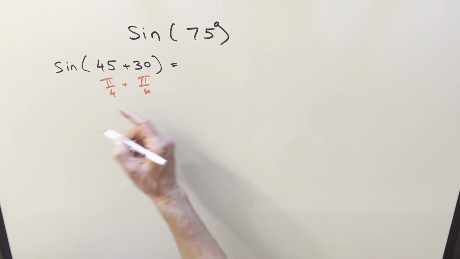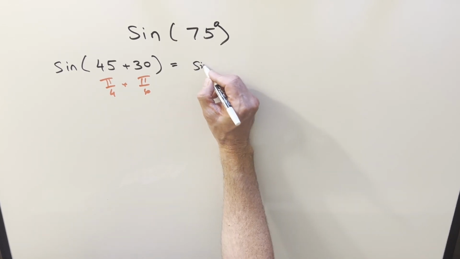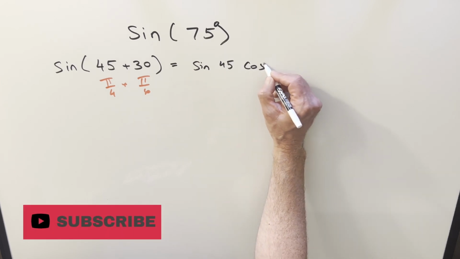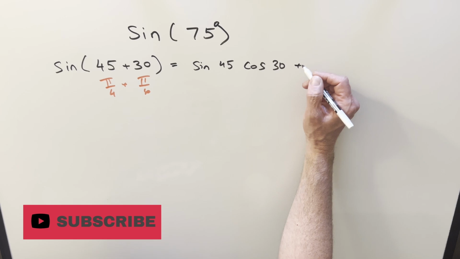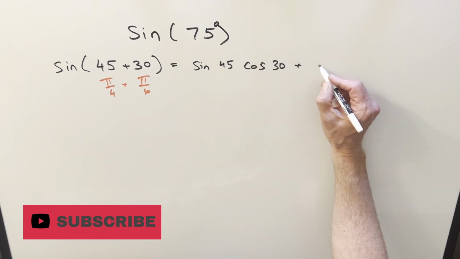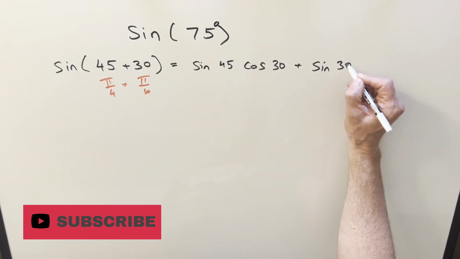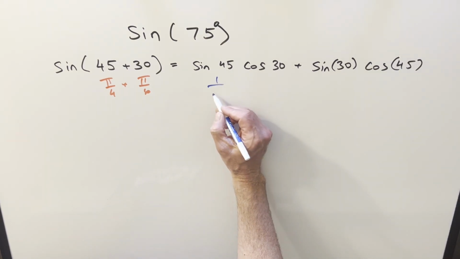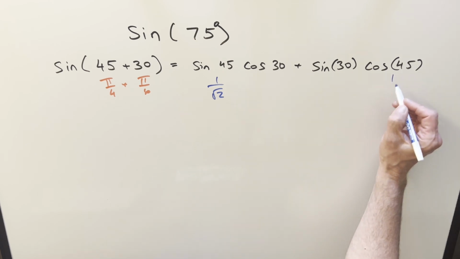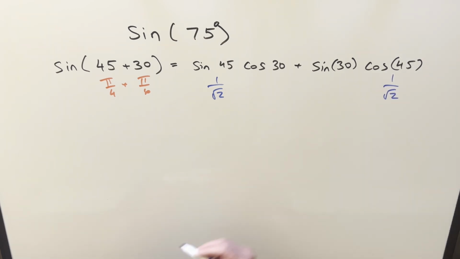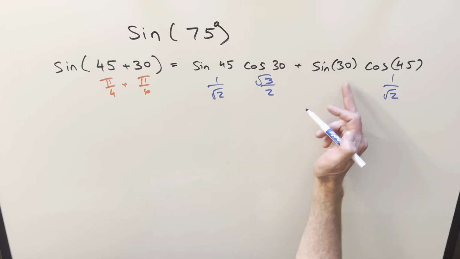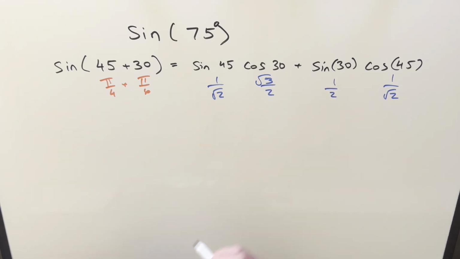So for this, we can use the angle addition formula for sine. What we can do is sine 45 cosine 30, just using the formula on this. And then for the second part, we just swap the angles, so it's going to be sine 30 cosine 45. But now we have a bunch of values that we know, because sine 45 and cosine 45 are the same thing. It's 1 over square root of 2. Cosine 30 is square root of 3 over 2, and sine 30 is 1/2.